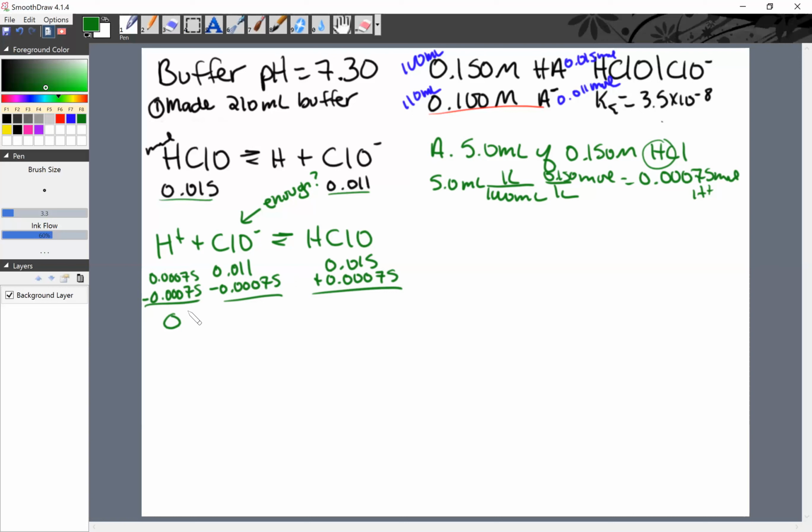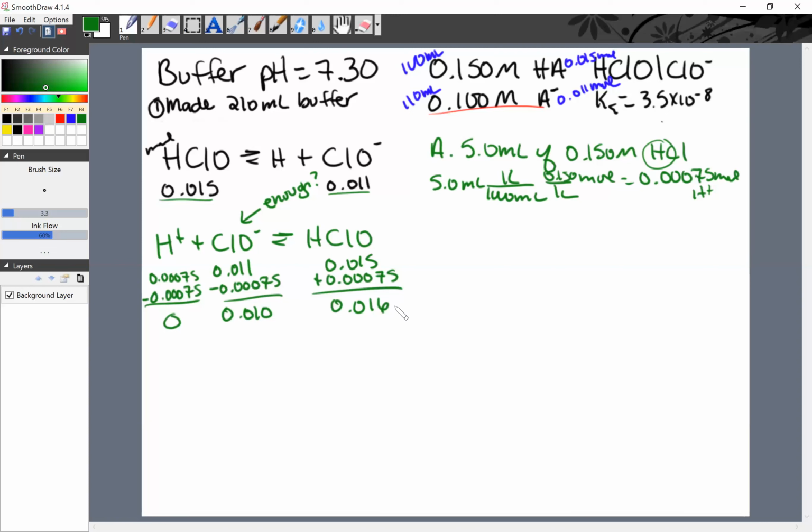All right, and so how much have I got left? 0.011 minus the amount of acid added, and I get to keep 3 after, so 0.010. So that's how many moles of my hypochlorite are left, and how much of my HClO is 0.015 plus the amount added, and I get to keep 3 after, so 0.0156. There.